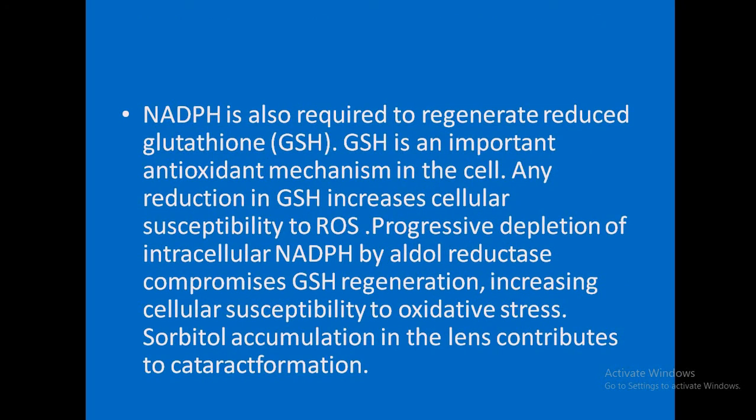NADPH is also required to regenerate reduced glutathione, GSH. So reduced glutathione is an important antioxidant mechanism in the cell. Any reduction in the GSH increases the cellular susceptibility to reactive oxygen species. Thus, progressive depletion of intracellular NADPH by aldose reductase will compromise the GSH regeneration. Thus, the cellular susceptibility to oxidative stress increases. Sorbitol accumulation can also cause cataract formation in the lens.